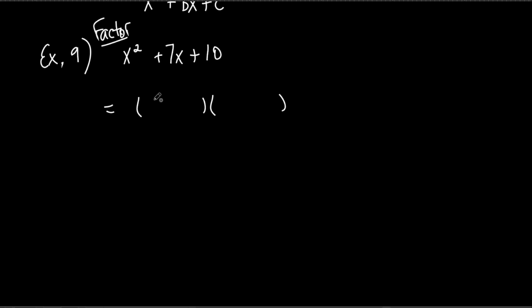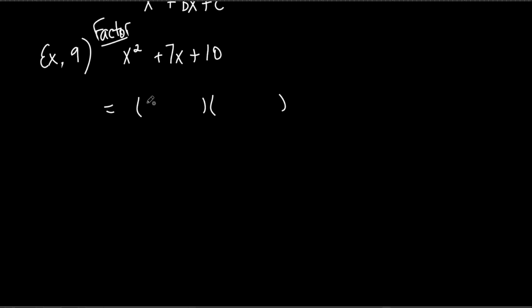I don't know what's going to go here and here, but this first one times this first one has to equal what up here? Like if I did a FOIL method, this times this, and this is my answer, what would be right here and right here?